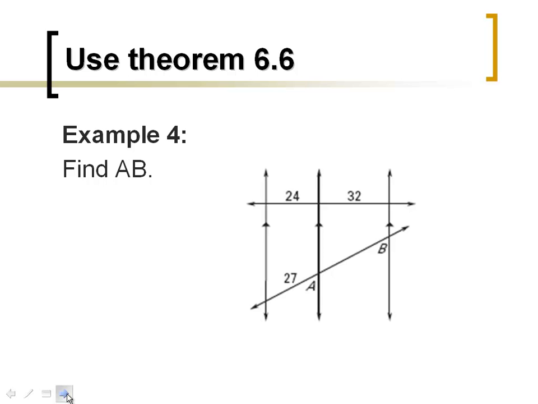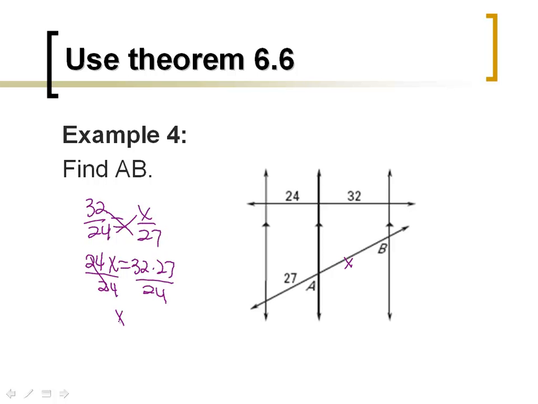This one says find AB. So here's my unknown, that's my x. I can just put x there. I'm not going to have to do any extra work here. I'm going to set up a proportion. So I'll say 32 over 24 equals x over 27. Use the cross products property. So I have 24x equals 32 times 27. I can divide both sides by 24 to get x alone. So x equals, if you put 32 times 27 and then divide it by 24, you'll get 36. So we set up a proportion again. X equals 36, and that's AB.